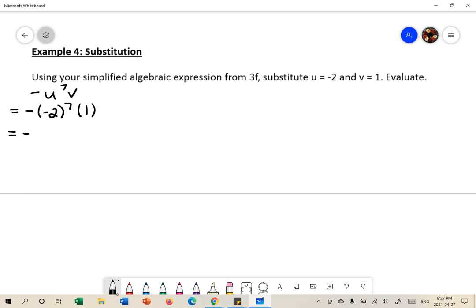So I'm going to keep my negative here for now, and in my calculator, I'm going to raise negative 2 to 7, and that's negative 128. And I don't actually need to multiply it by 1. I can just omit it at this point because anything times 1 is always the original number. And now I'm going to simplify my two negatives to a positive. And I don't need to write the positive, so I'm just going to write 128.